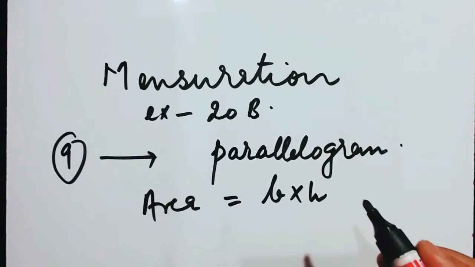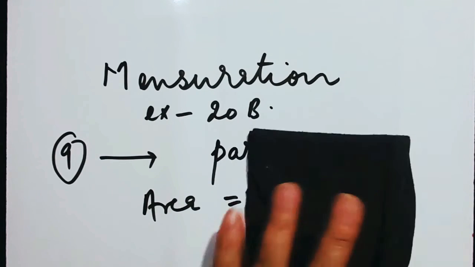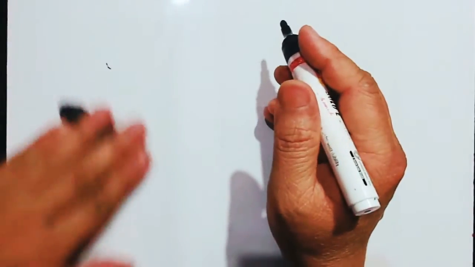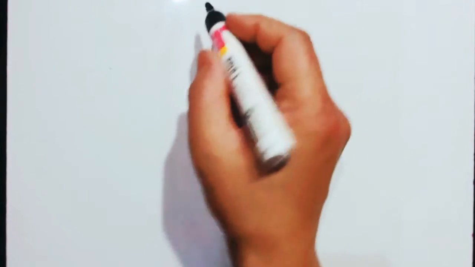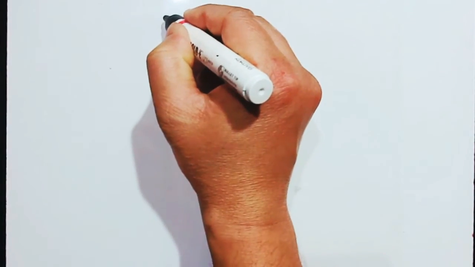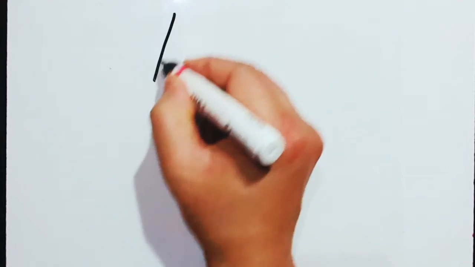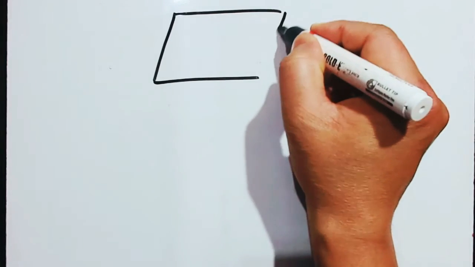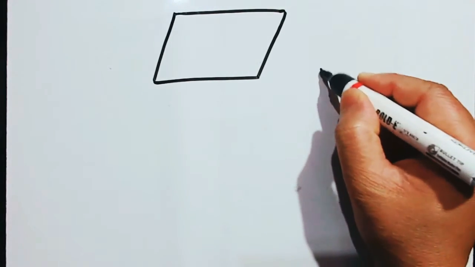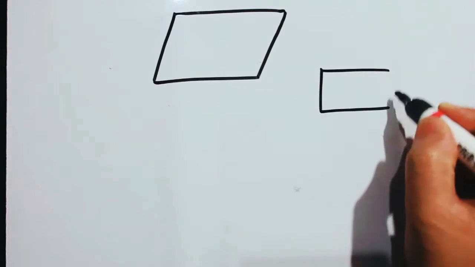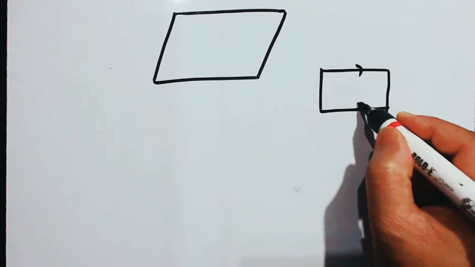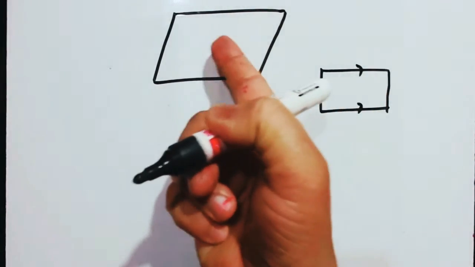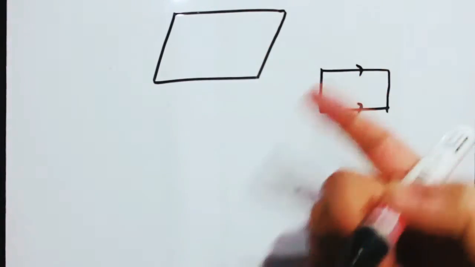Let me remind you once again what actually a parallelogram is. A parallelogram is a type of rectangle, whose opposite sides are parallel. You can see over here that a rectangle is also a parallelogram, because its opposite sides are parallel. So a rectangle is a parallelogram, but you cannot say that every parallelogram is a rectangle.